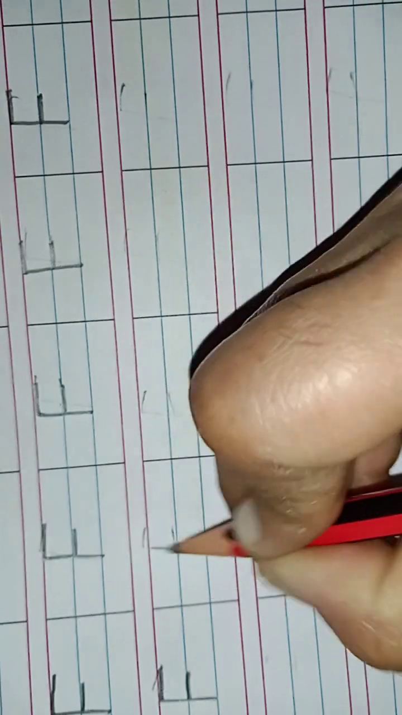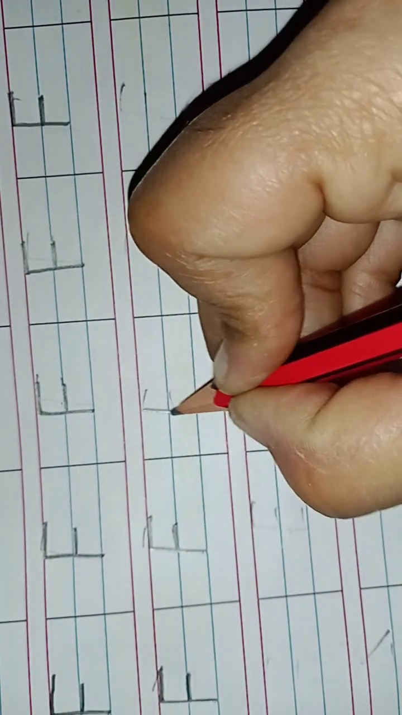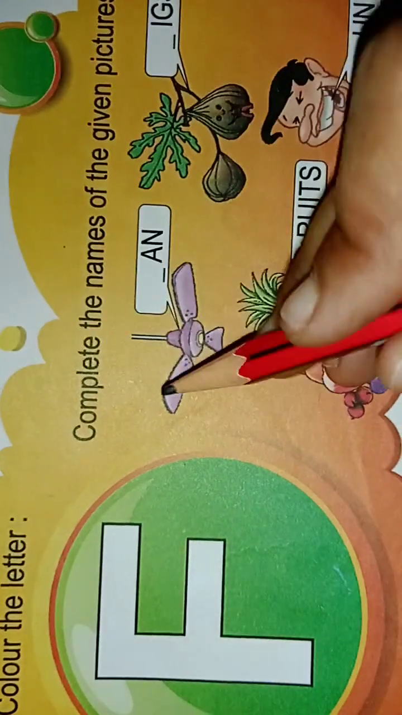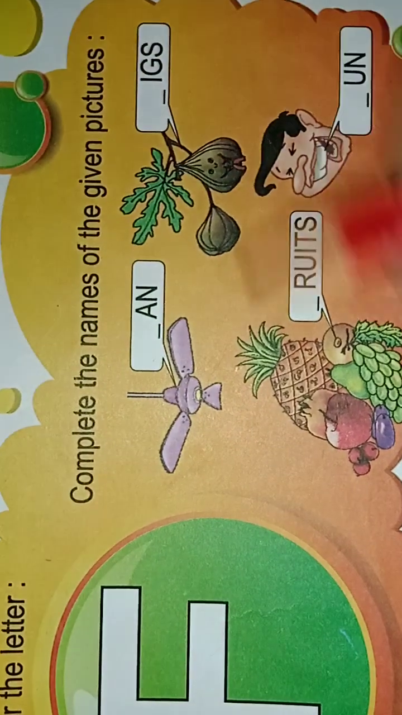F for fish. Fish. Fish. F for fish. F. F for fish. Fish. And here complete the names of given pictures.